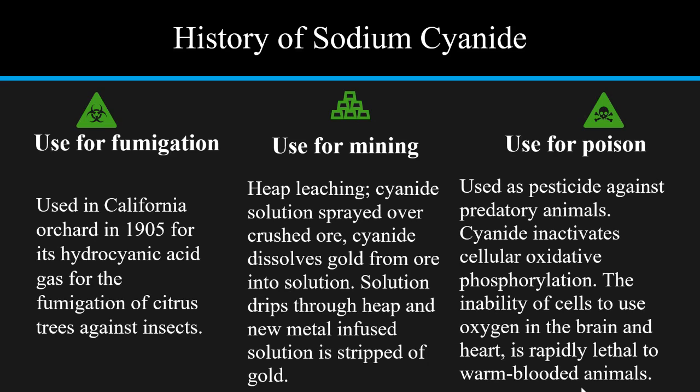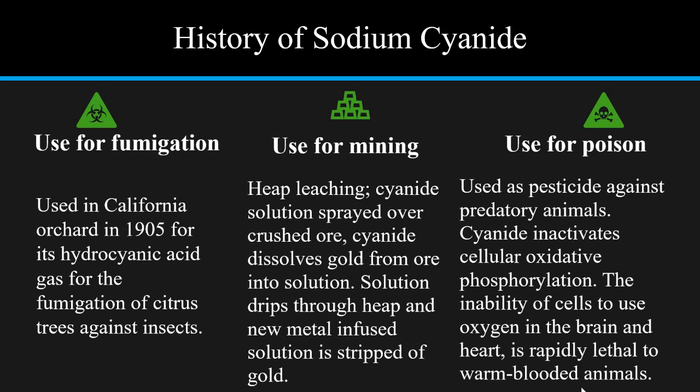A cyanide solution is sprayed over crushed ore. The cyanide dissolves the gold from the ore into the solution. The now metal-infused solution drips through a heap, and it is collected and stripped of its gold, and this process is repeated.